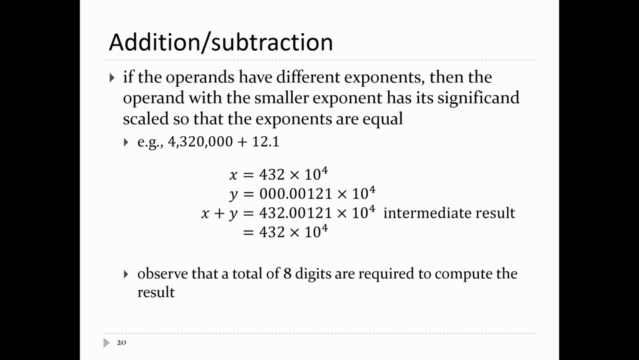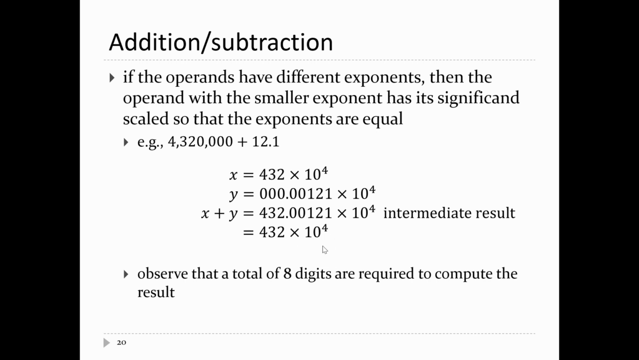And now you can go ahead and compute the sum to get the value on the slide. Right, so your intermediate result becomes 432.000121. And now, again, you have the same problem as before, right? I'm only allowed to keep three significant digits, right? I need 8 to actually represent the true value. Our floating point format only has 3, so we have to discard everything after the decimal in this case to get 432 times 10 to the 4.